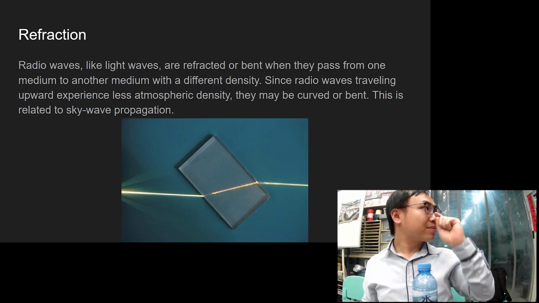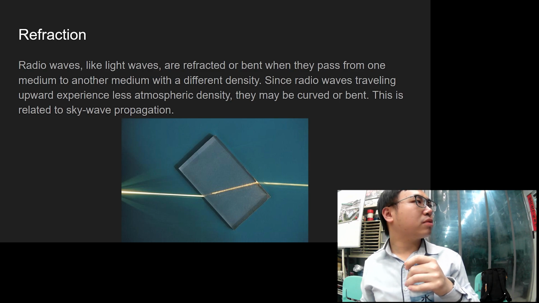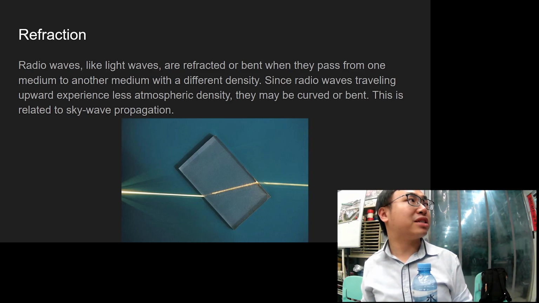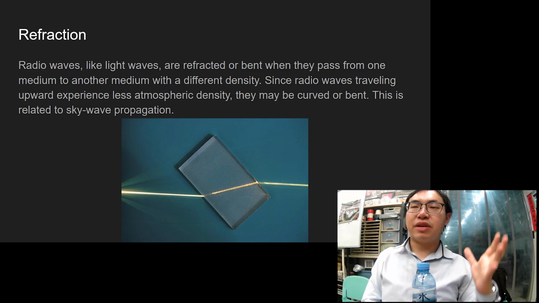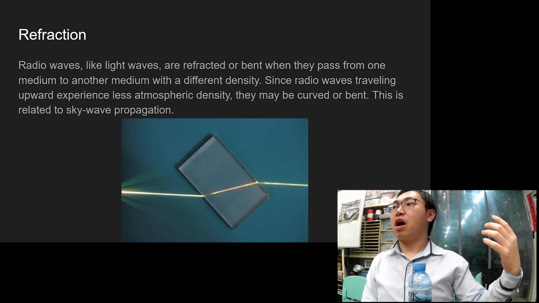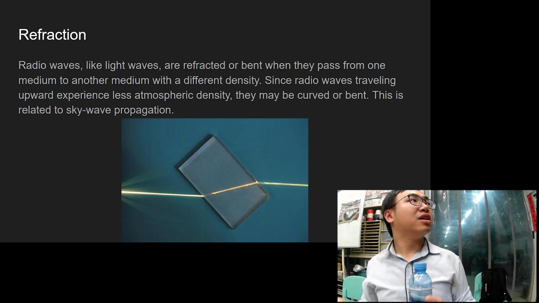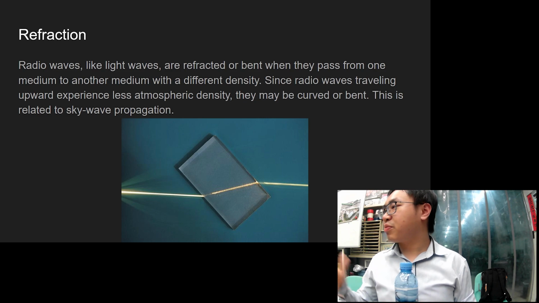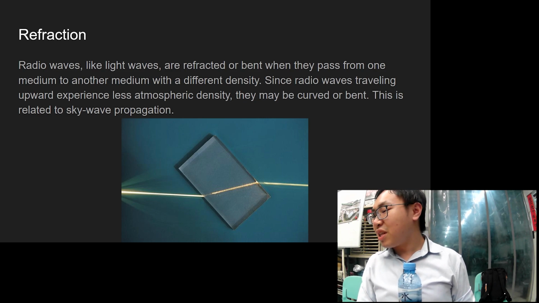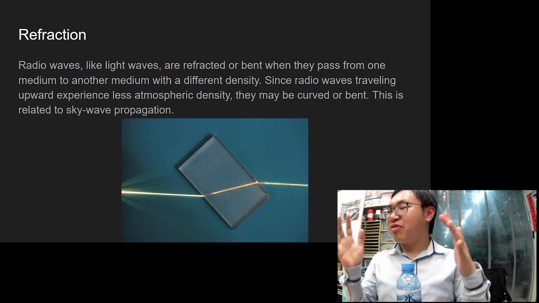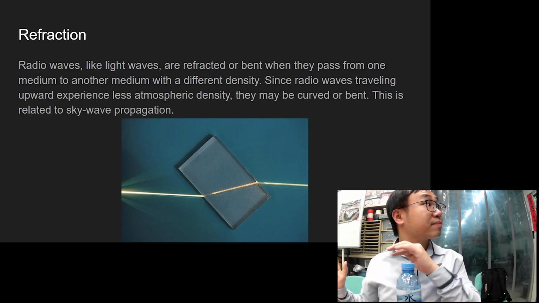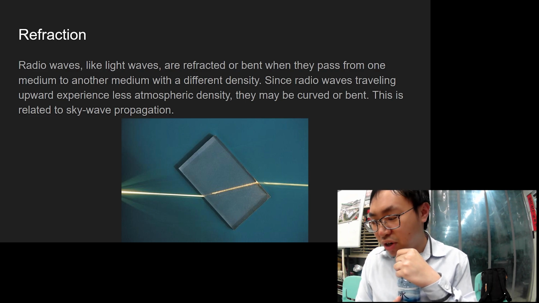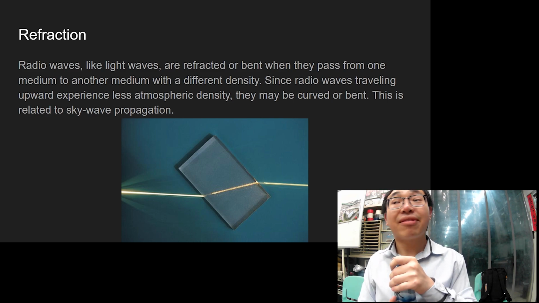Refraction. Radio waves, actually all kinds of waves, will be bent. To look professional, we use the term in physics called refract. Not reflect, refract, which is bent, when they pass from one medium to another medium. The word medium looks very professional again, right? Medium is just passing through different materials or different stuff. In Chinese they call it 介质.